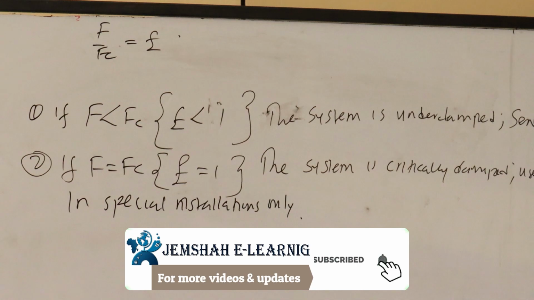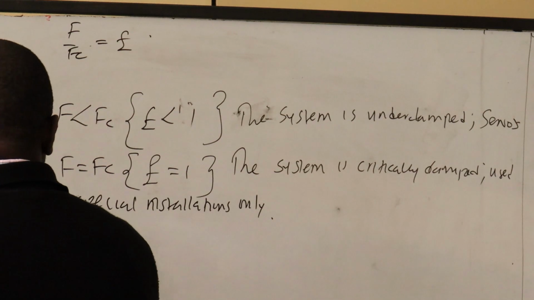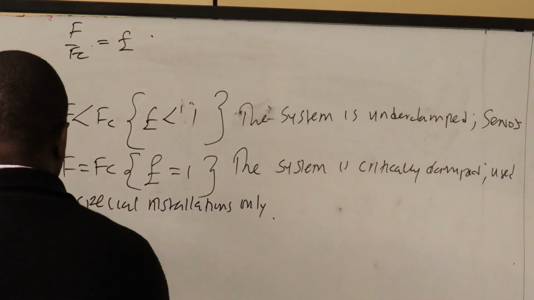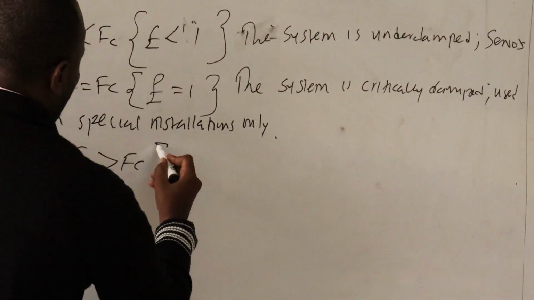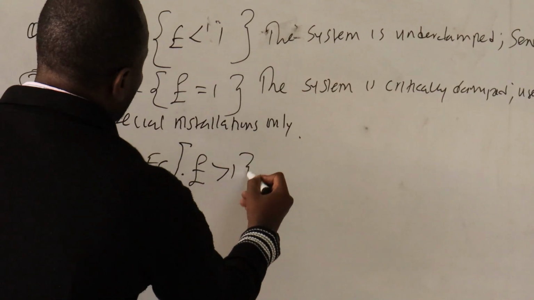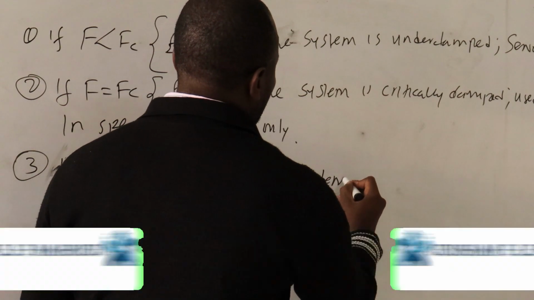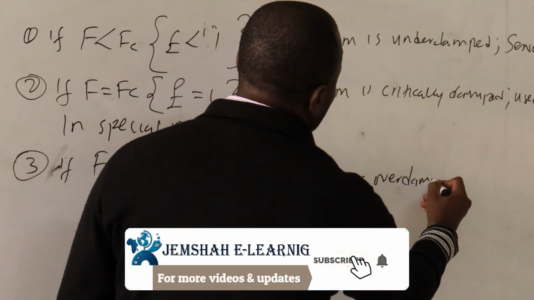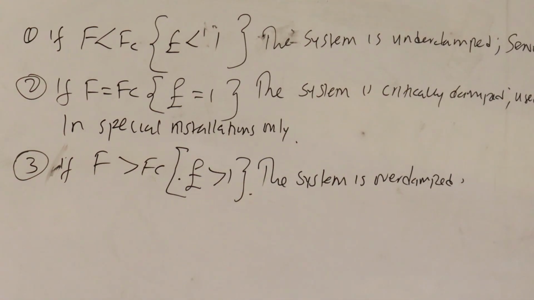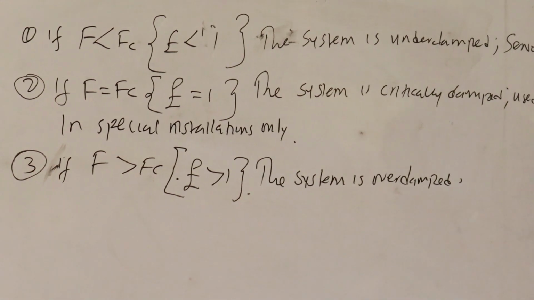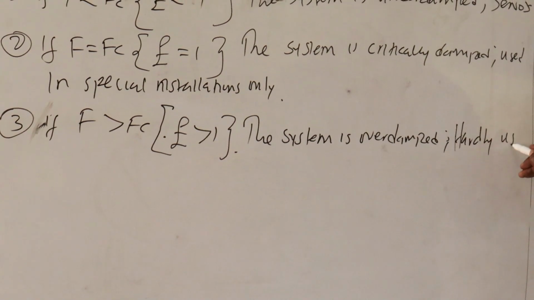And again, the third scenario: if F is greater than Fc, then we know that zeta is always going to be greater than 1, and the system is overdamped. An overdamped system is hardly used ever. We rarely use an overdamped system.